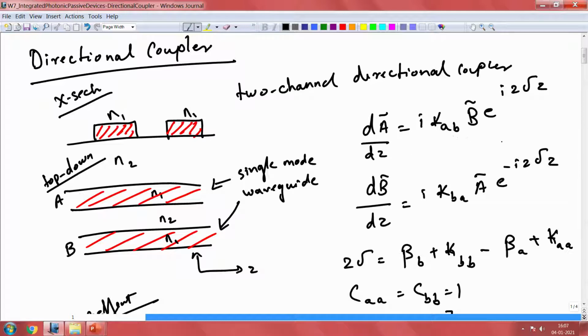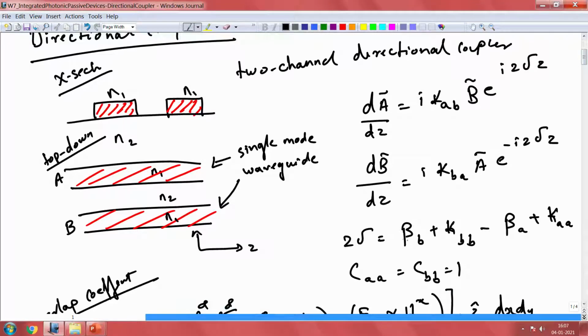Which is something we already know of. So, kappa AB and kappa BA, and then you have the phase mismatch component delta, and what is that delta? It is nothing but beta B plus kappa BB minus beta A plus kappa AA. Okay. So, this is something that we already know from our earlier discussions.